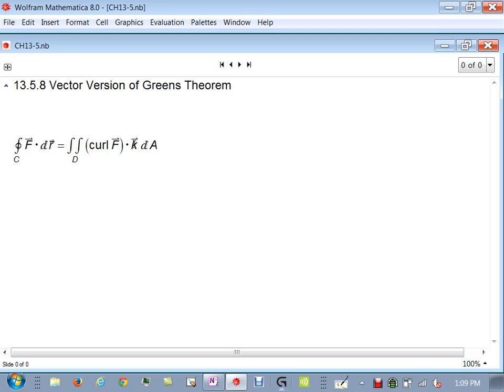So that's just a cute little extension that you can look at this line integral over the vector field on a closed curve as the double integral over the D region of the curl dotted with the K vector. It's K hat. Yeah, it's K hat. And then there's another extension.